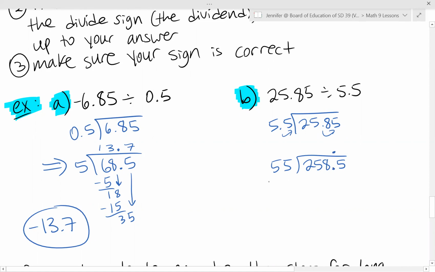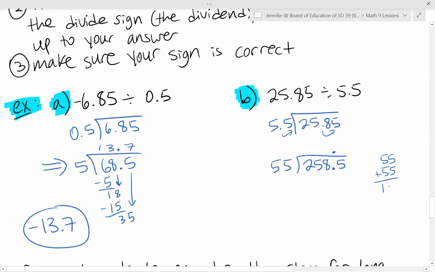So does 55 go into 25? No. Does 55 go into 258? Well, it definitely goes into there. We just have to figure out how many times. So if you had a calculator with you, and you calculated 258 divided by 55, you would get 4.69. So you know it goes in 4 plus a little bit. If you don't have your calculator with you, one method you could try is you say 55 plus 55.